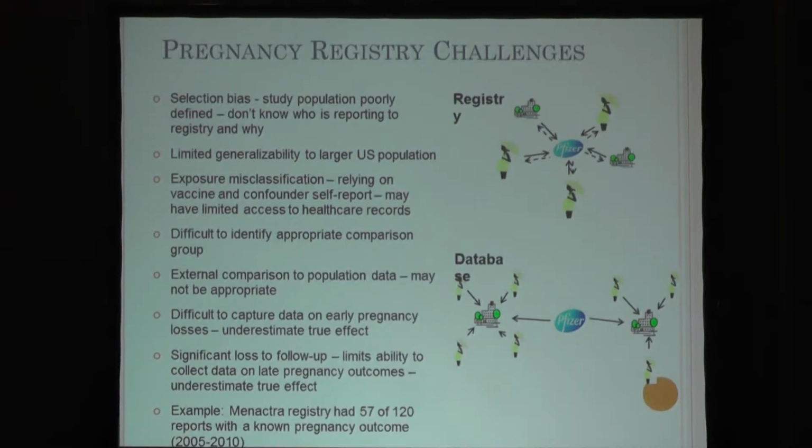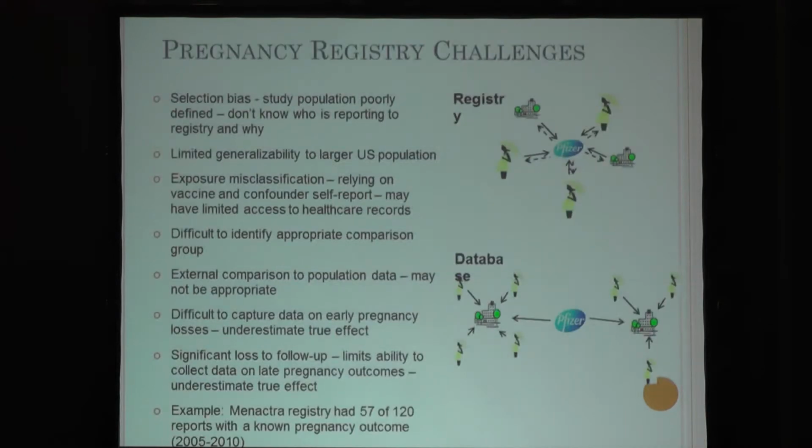Just for example, there's a vaccine in the same class as Trememba. This vaccine did a pregnancy registry based on what I just described. They received 120 reports over a 5-year period, and then the sponsor followed those women, and only 57 of those women had a known pregnancy outcome. That means whether we know they had a live birth or a stillbirth or whatever the outcome is. So this is a significant percentage of loss to follow-up.